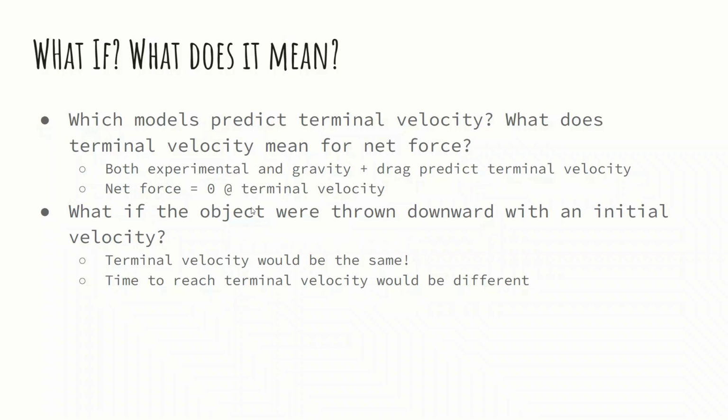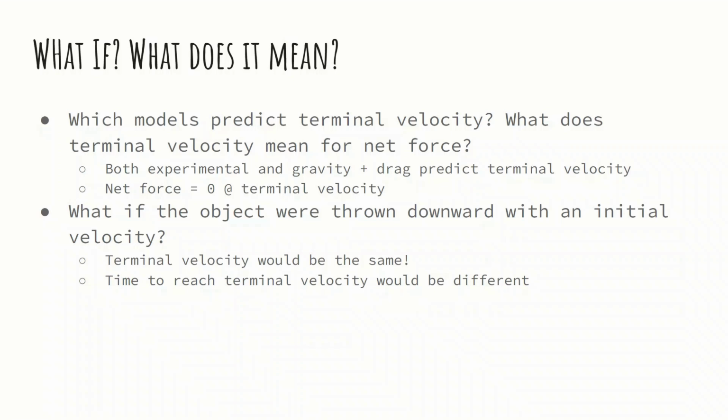And the net force is equal to 0 at terminal velocity because, as defined earlier, terminal velocity happens when the force of gravity and the force of drag are equal in opposite direction. And assuming that there are no other forces acting on the object in freefall, the net force would in fact be 0. So what if the object were thrown downward with an initial velocity?